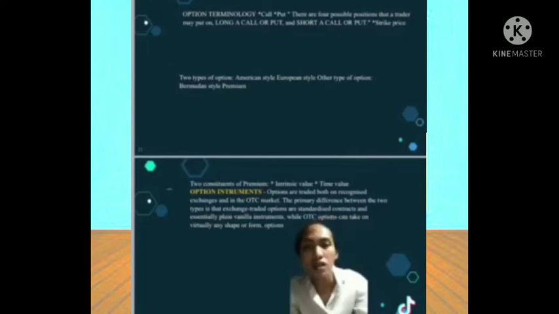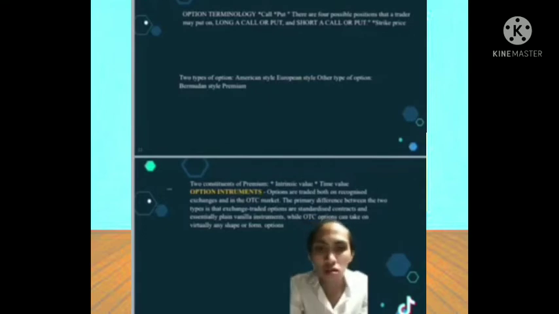So, the next topic is option instruments. Options are traded both on recognized exchanges and in the OTC market. The primary difference between the two is that exchange-traded options are standardized contracts and essentially plain vanilla instruments, while OTC options can take on virtually any shape or form. So guys, OTC means over the counter.